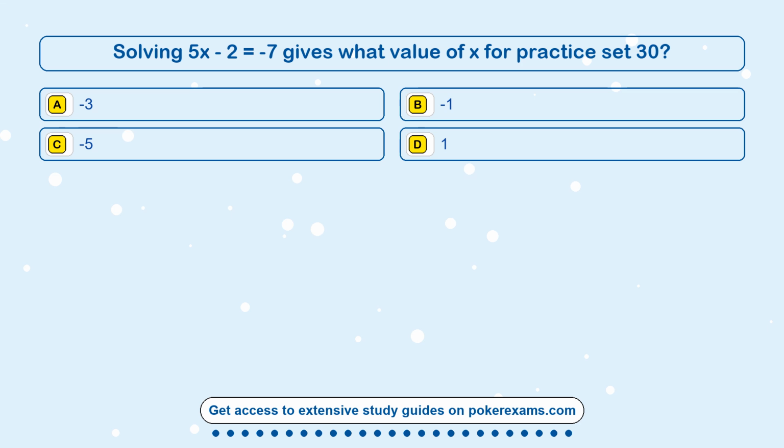Question 9. Solving 5x minus 2 equals minus 7 gives what value of x for practice set 30? Option A, minus 3. Option B, minus 1. Option C, minus 5. Option D 1.